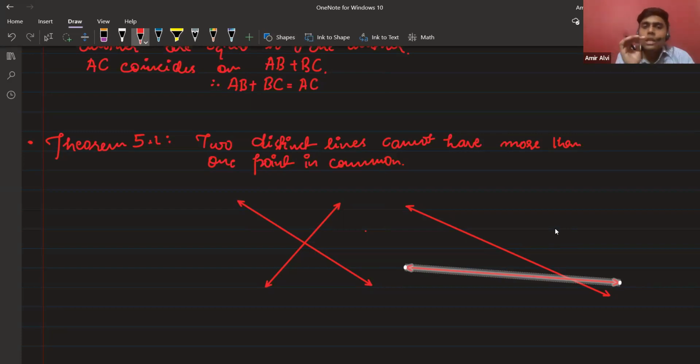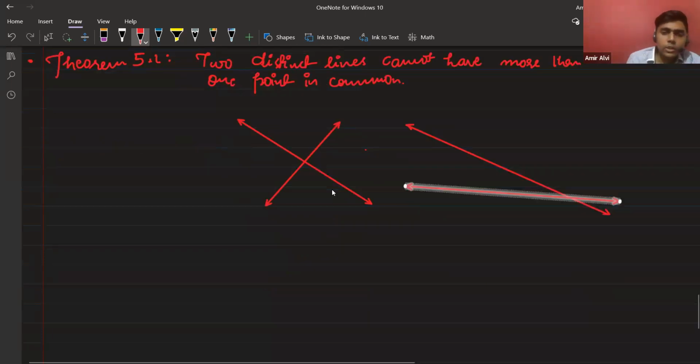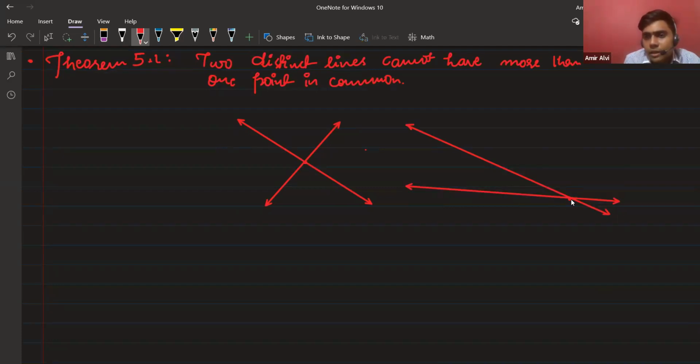Suppose that there are two different points of intersection, a common point of intersection. So this is theorem 5.1. So this is the intersection point and this is the intersection point. Okay, is this clear, Simrat? Yes. Is this clear? Yes.